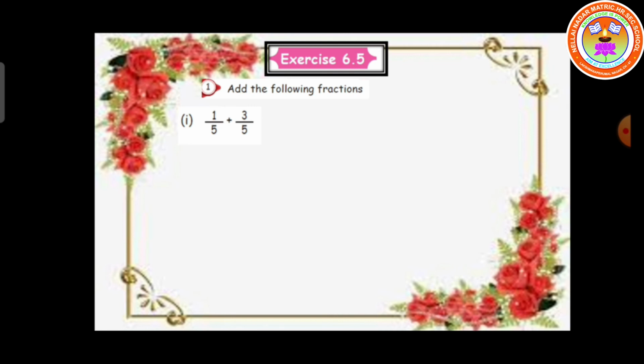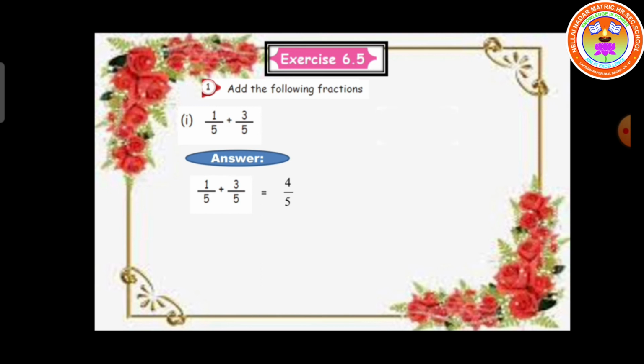Exercise 6.5, add the following fractions. First problem, 1 by 5 plus 3 by 5. How to add? Answer, 1 by 5 plus 3 by 5 is equal to 4 by 5. As the denominators are same, we must add only the numerators. So 1 plus 3 is equal to 4. So the answer is 4 by 5.